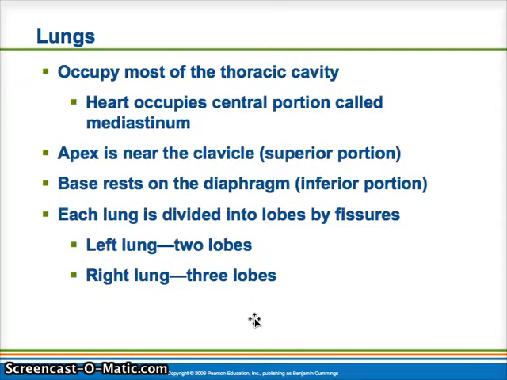The lungs take up most of the thoracic cavity, except, of course, for the middle portion where the heart is, which is the mediastinum. The apex of the lung is near the clavicle, whereas the base is near the diaphragm. Each lung is divided into lobes by fissures or grooves. The left lung has 2 lobes and the right lung has 3 lobes.